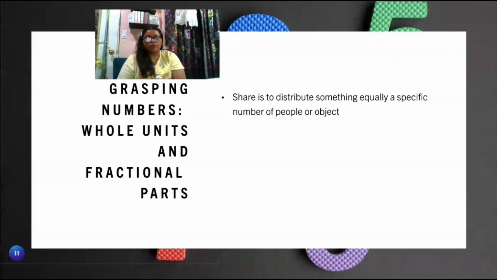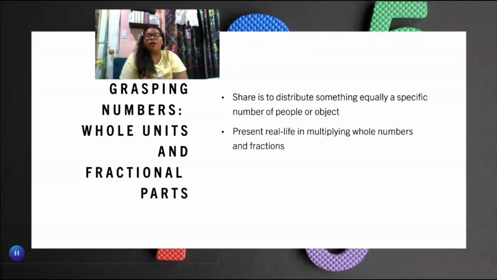To share is to distribute something equally among a specific number of people or objects. When it comes to multiplying fractions and whole numbers, you can think of a whole number as being shared equally among the parts defined by a fraction. For example, let's say you have the fraction 2/3 and you want to multiply it by 4, a whole number. The whole number 4 is being shared among the three equal parts defined by 2/3.